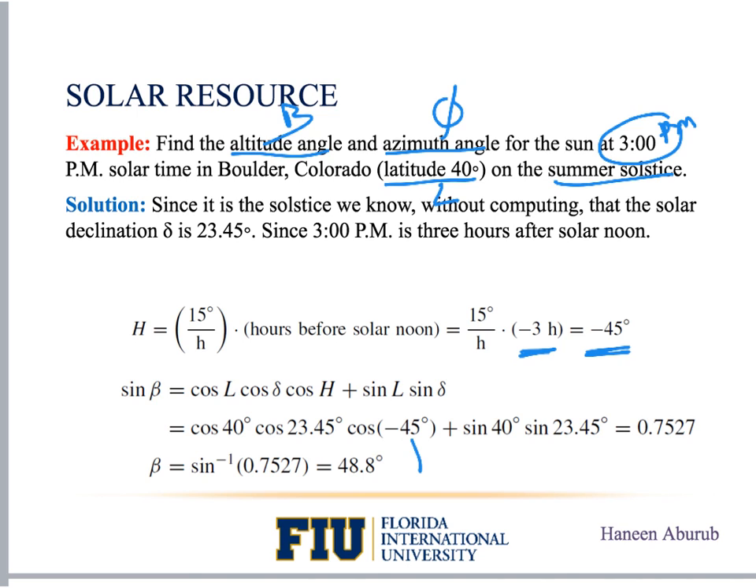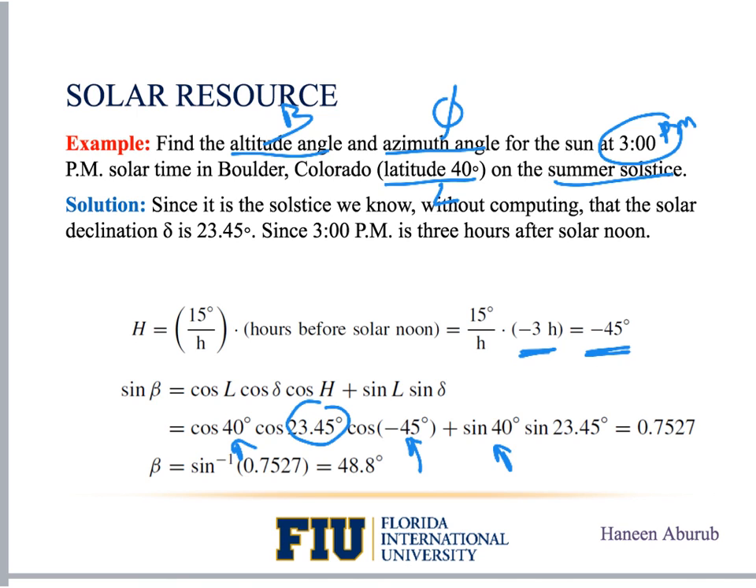We substitute this angle in the formula that we use to calculate the altitude, and here this is the latitude value and the declination value. What is that? It is 23.45 degrees, since it is the summer solstice. Since we know it's at the summer solstice, that means 23.45 degrees is our declination value.